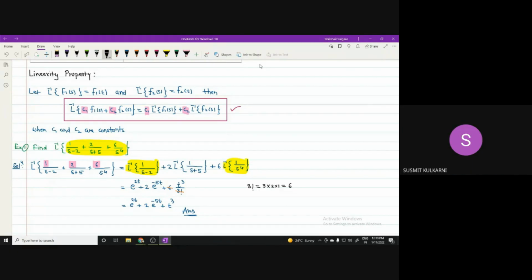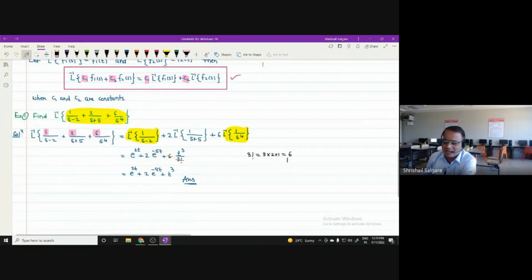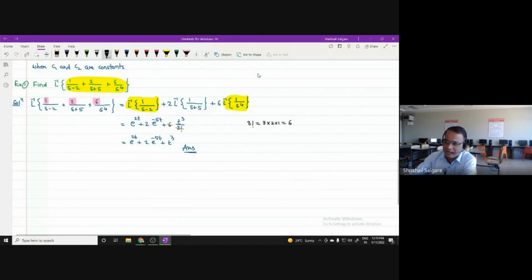Susmit, is it clear? Okay, fine. I think in the same manner you can consider further examples where simply you can use the linearity property to find the inverse Laplace transform. Now the next result is the first shifting theorem. Can anyone recall what result you have studied in Laplace for the first shifting theorem?